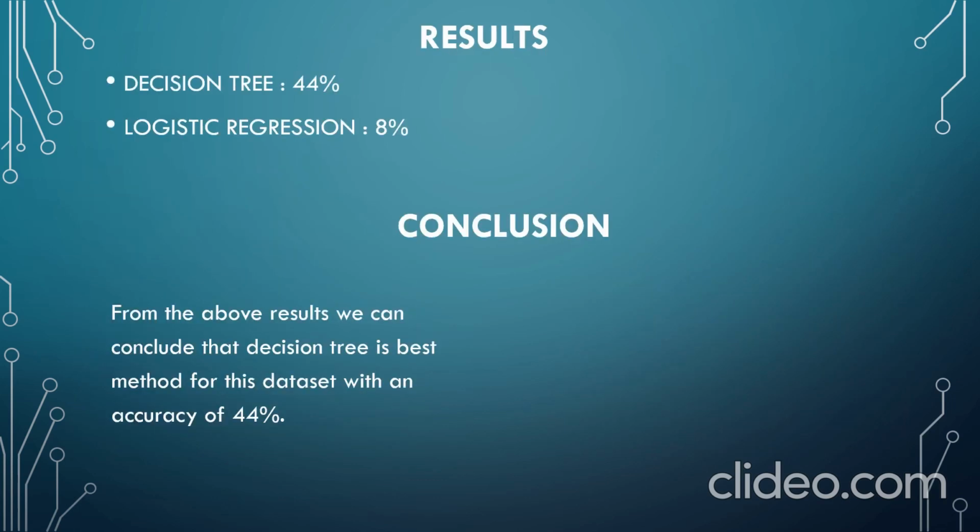The results of my project: the best algorithm was decision tree, 44%, while logistic regression was only 8%. From the above results, we can conclude that decision tree is the best method.